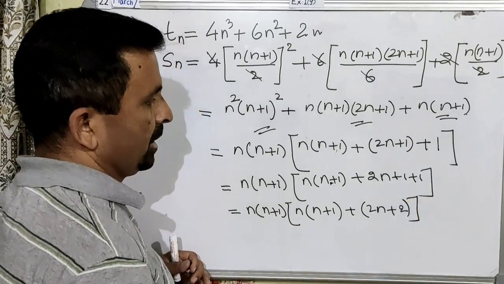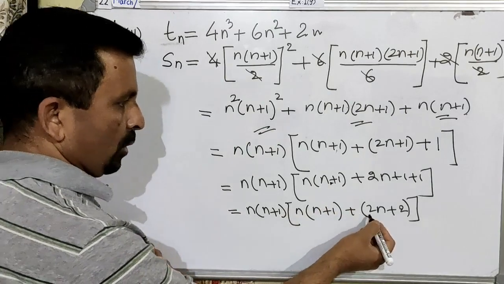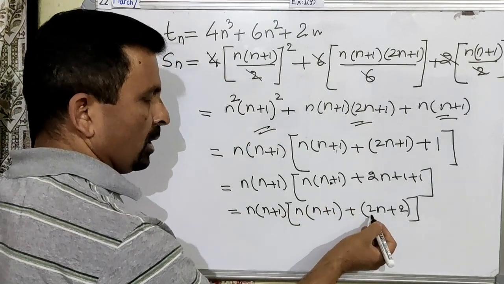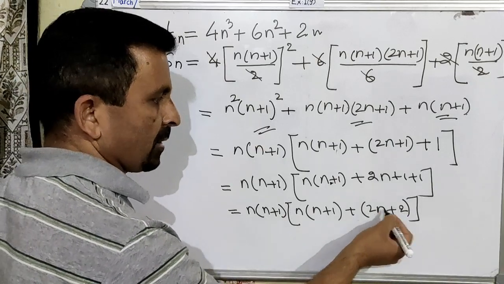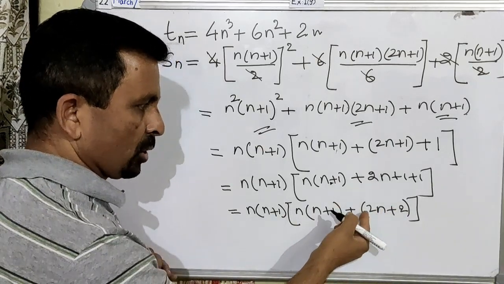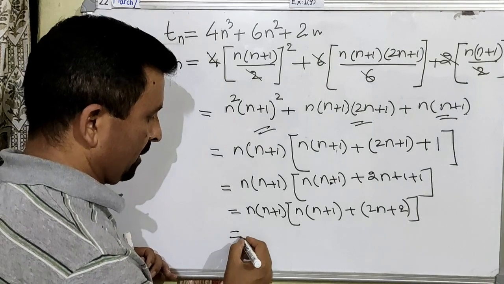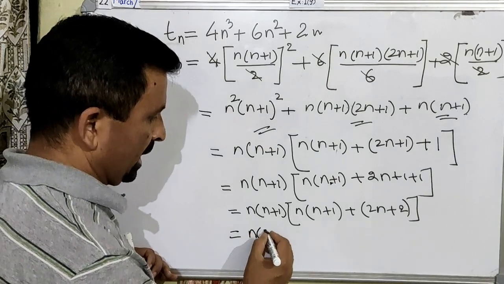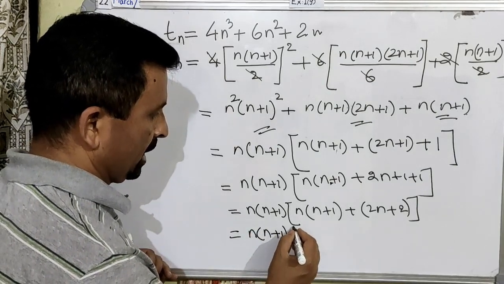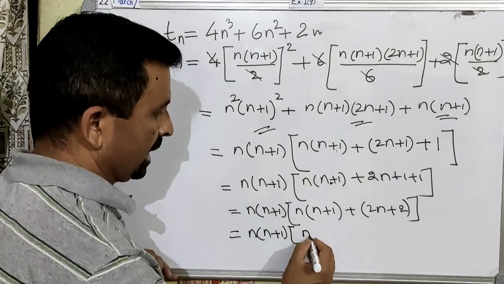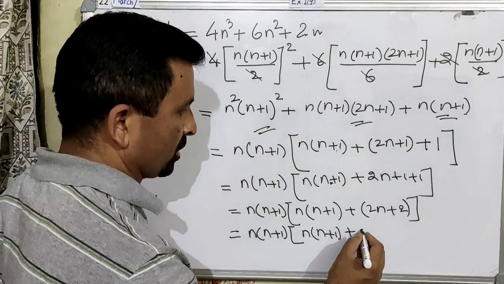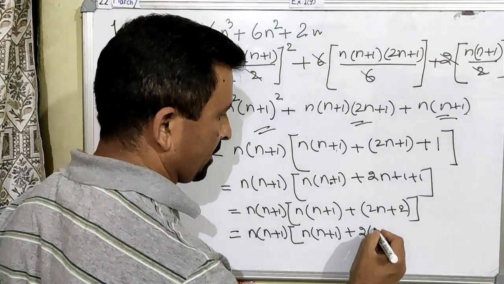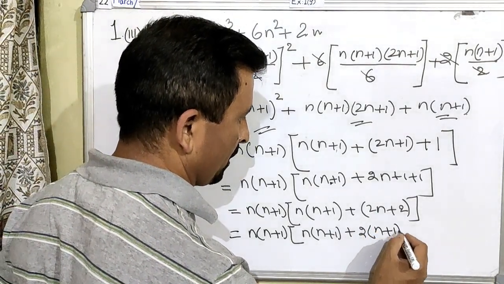Is it okay? Now one more step. Now when you see this 2n plus 2, do you find any common factor here? The common factor of these two is 2. So we will take out the common factor from here. This will be n into n plus 1, and then n into n plus 1 as it is, and from here you take out the 2 common factor. This will become then n plus 1.